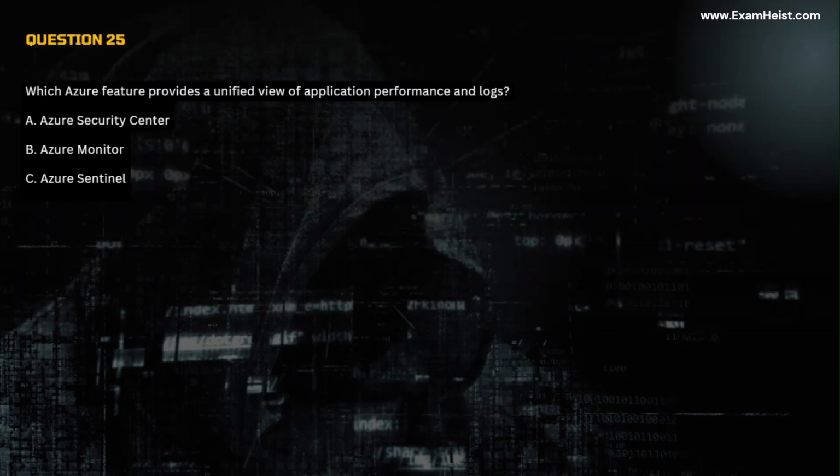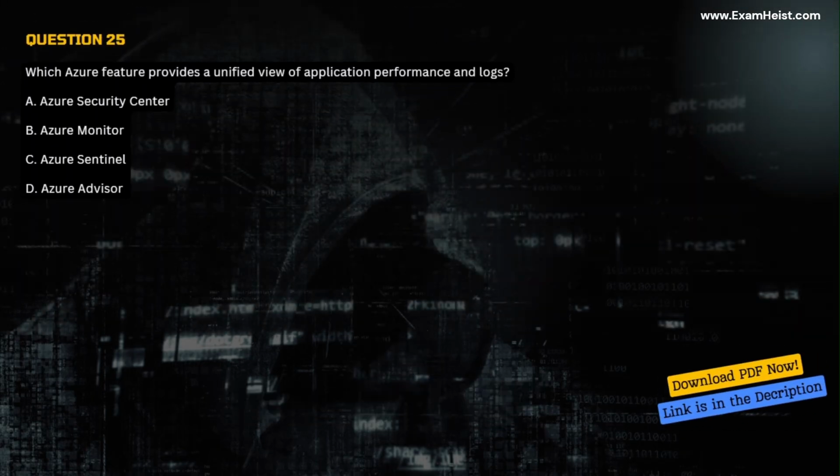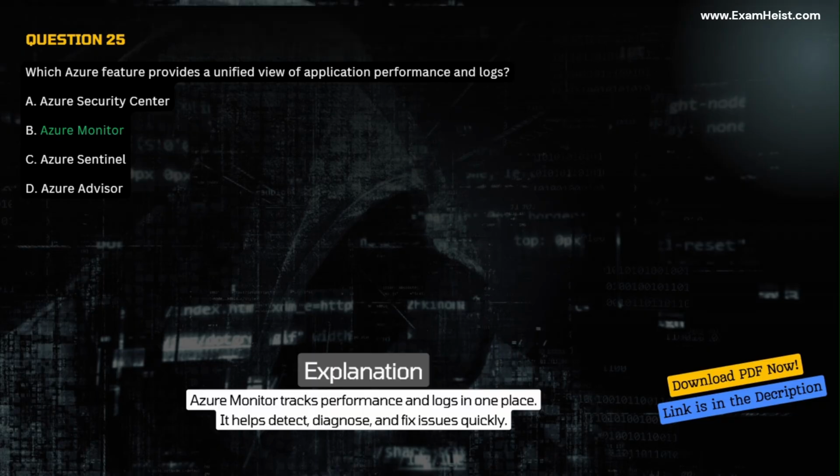Question 25. Which Azure feature provides a unified view of application performance and logs? A. Azure Security Center. B. Azure Monitor. C. Azure Sentinel. D. Azure Advisor. Correct answer B. Azure Monitor. Explanation. Azure Monitor tracks performance and logs in one place. It helps detect, diagnose, and fix issues quickly.